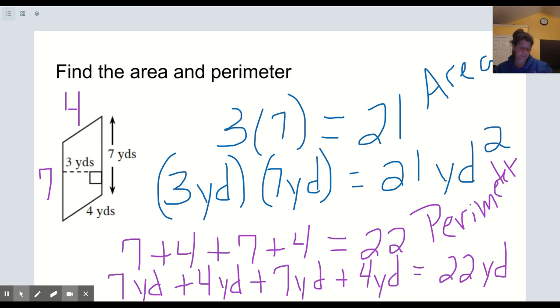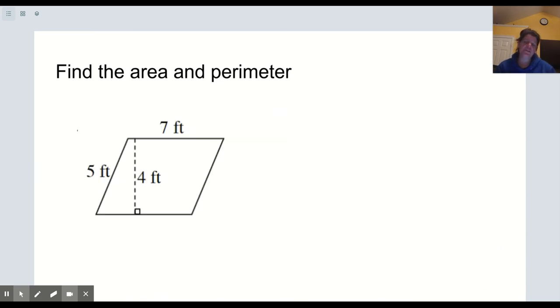Okay, so now what I want you to do is to work on this problem. So I'm going to have you find the area, and I'm going to have you find the perimeter. Okay, so for the area of this problem, again, we're going to do base times height. And remember that our base and our height need to meet at 90-degree angles. So there is my height. And there is my base.